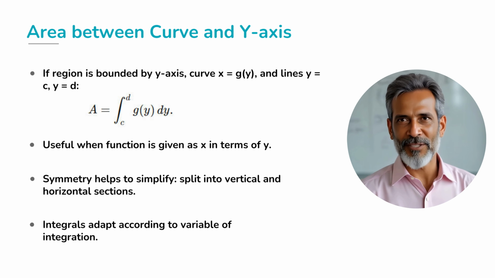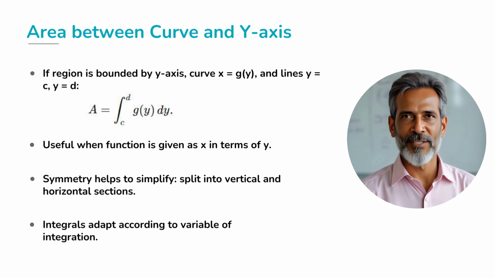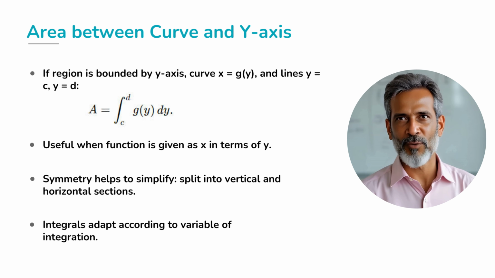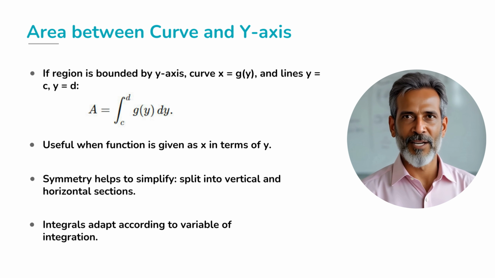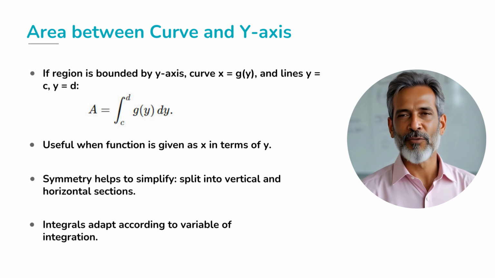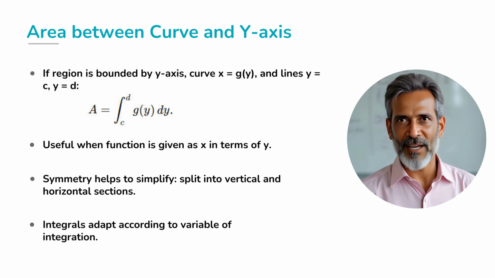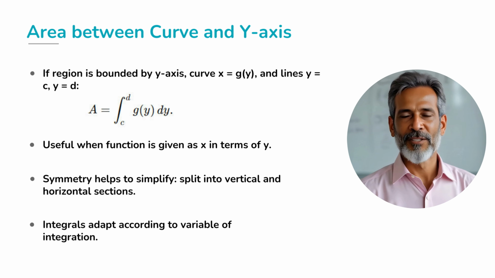Sometimes the region is better described with respect to the y-axis instead of the x-axis. For example, if the curve is given as x equals g of y, bounded between y equals c and y equals d, the formula becomes A equals the integral from c to d of g of y dy. This is especially useful when equations are written as x in terms of y, like in sideways parabolas. Depending on the curve, we choose integration along the x-axis or along the y-axis.